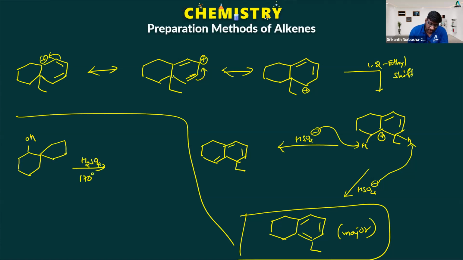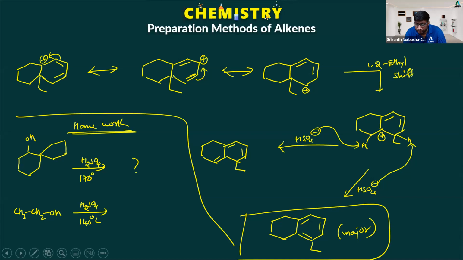Here I am specially mentioning 170 degrees Celsius. If the temperature is reduced to 140 degrees Celsius, what are you going to do? If I give a reaction in this manner, CH3CH2OH treated with H2SO4 at 140 degrees Celsius, what will happen now? First case, second case. First case you take as homework. Second case, can I discuss? 140 degrees Celsius is not sufficient to do elimination.